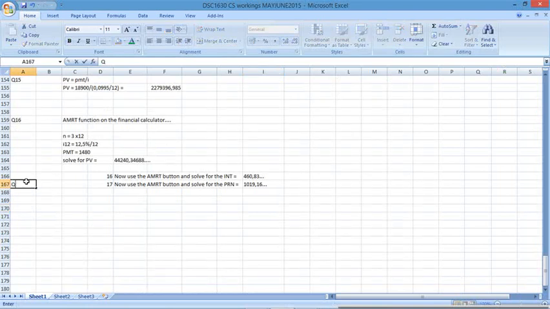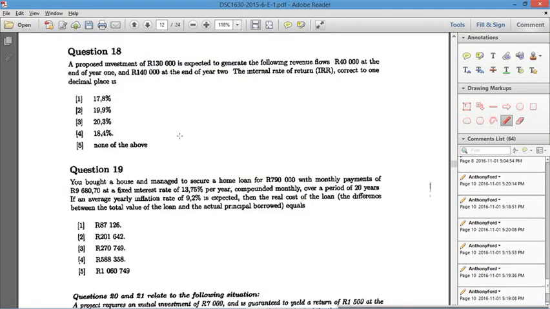Right, so that was question 17. Question 18. Okay, a proposed investment of 130 is expected to generate the following revenues: 140 at the end of year 1, 140 at the end of year 2. Internal rate of return is what?